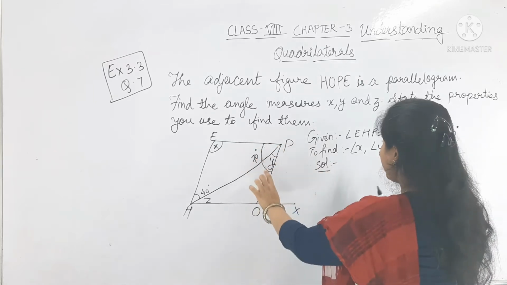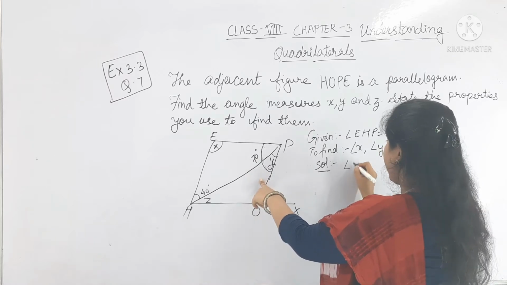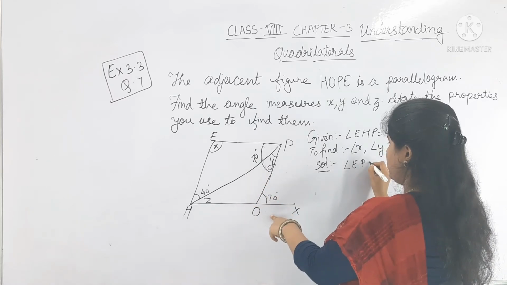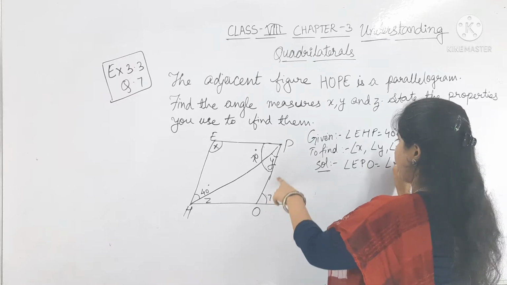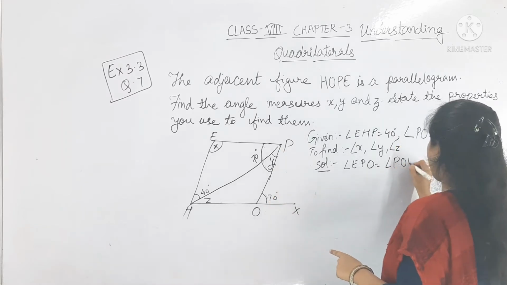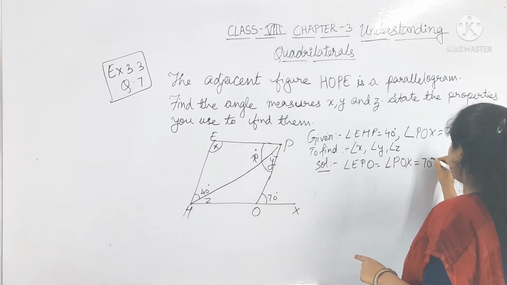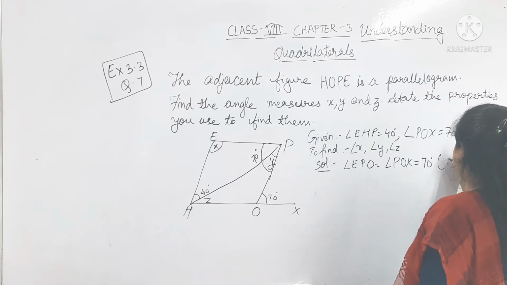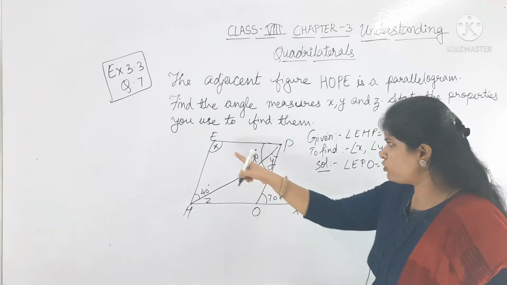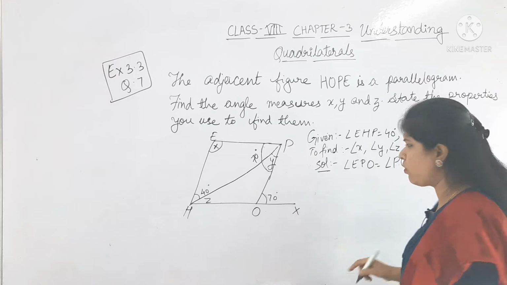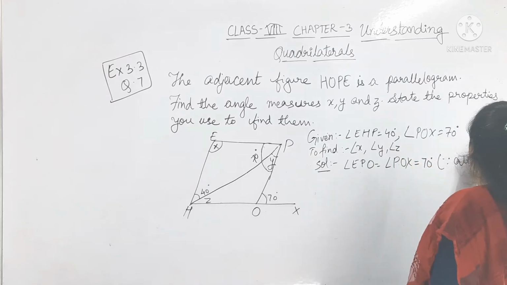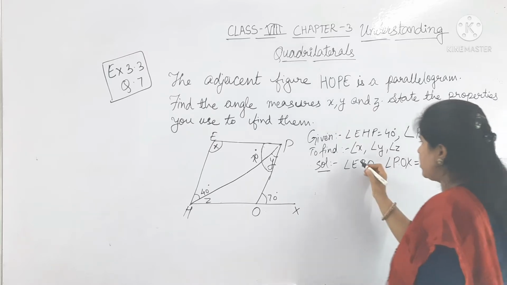So these are equal angles. Angle EPO is equal to angle POX equal to 70 degree, because for alternate angles we have to check that Z is making or not. Okay, alternate angles, right?